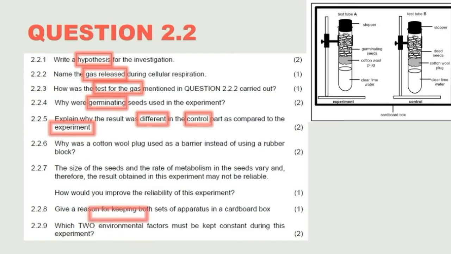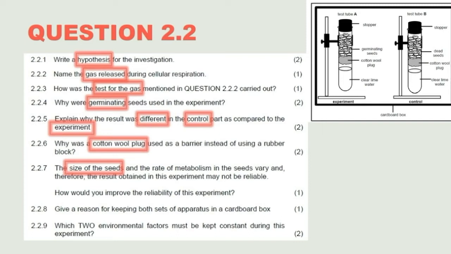2.2.6, why was a cotton wool plug used in the barrier instead of a rubber blocker? So you'll see there at the top of my test tube, it says I have in test tube A and B both stoppers. So here they made use of cotton wool.